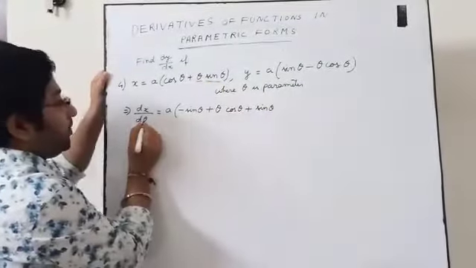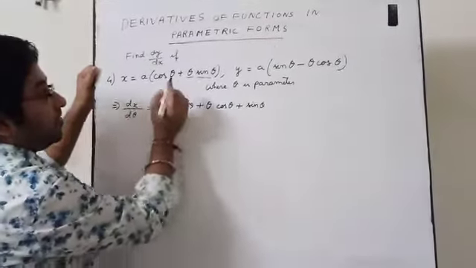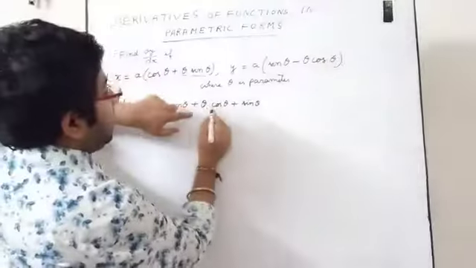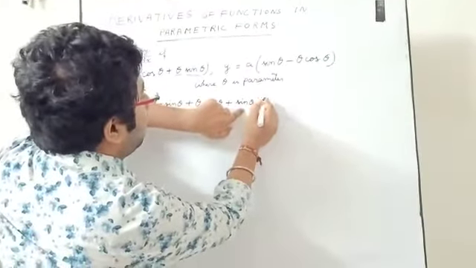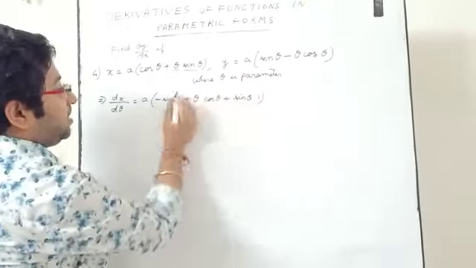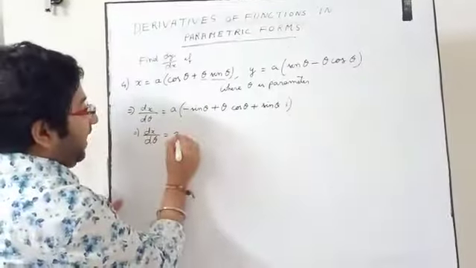You are differentiating with respect to theta, okay? So d by d theta of theta sin theta: theta into d by d theta of sin theta is cos theta, plus sin theta into d by d theta of theta, which is 1. So this and this cancel, and you are left with dx by d theta equal to a theta cos theta.